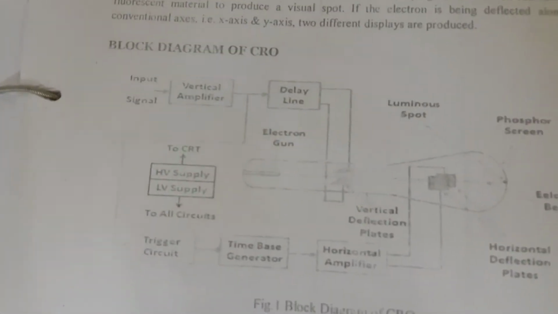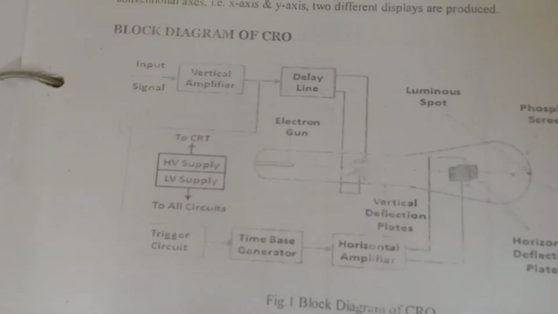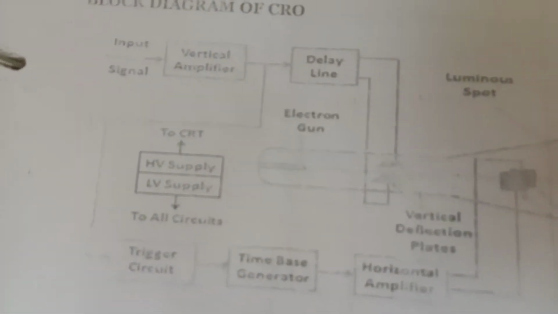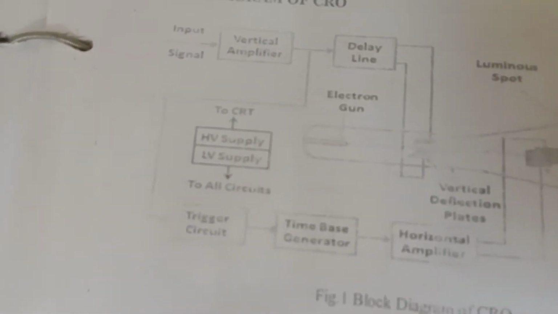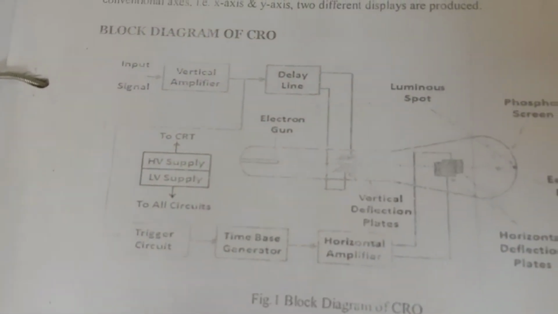Before doing the experiment, let's discuss what a CRO is and how it works. The CRO is basically a cathode ray oscilloscope. The full form of CRO is cathode ray oscilloscope. Now this is the basic functional block diagram of a CRO.